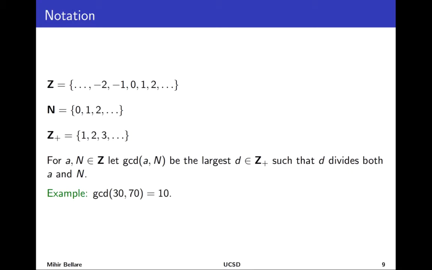The greatest common divisor function takes two integers a and n and returns the largest number d that divides both of them. For example, if I run GCD with inputs 30 and 70, I'm asking what divides both 30 and 70, and of those, what is the largest such number? And that would be 10. The arguments a and n to the GCD function could be negative, but the resulting GCD is always positive.